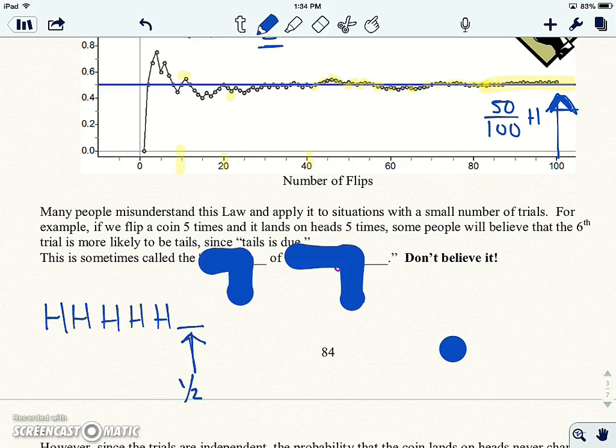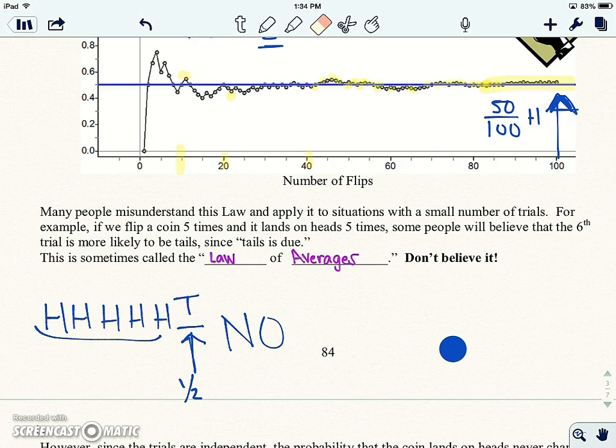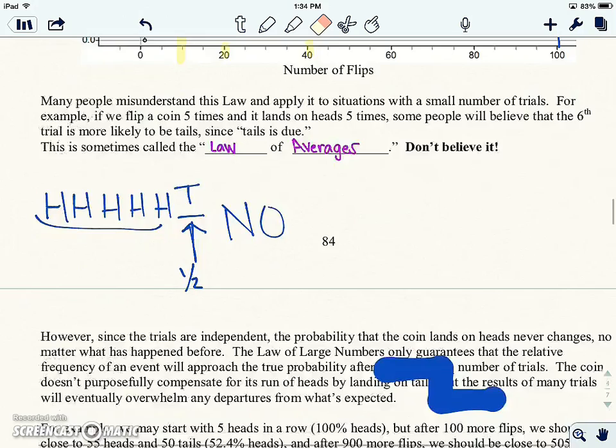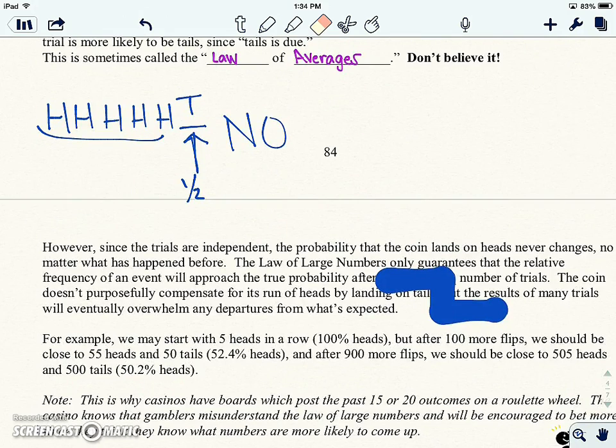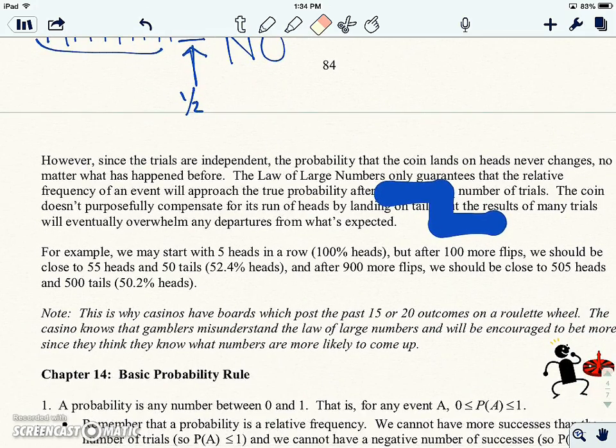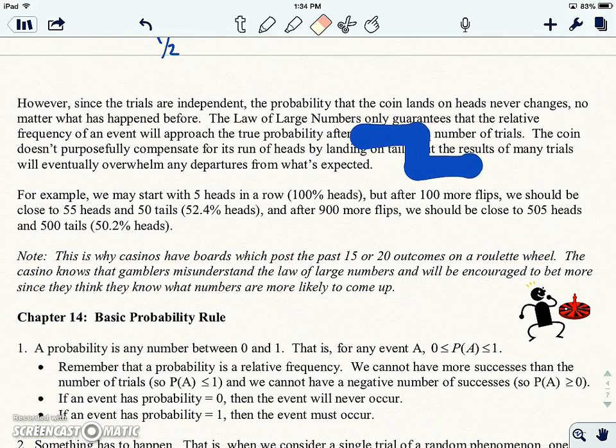But people think that it's higher because we had all these heads, so we're now due a tail. No. Okay? This is not true. Do not believe it. This is sometimes called the law of averages. However, since the trials are independent, the probability of the coin landing on a head never changes, no matter what has happened before.